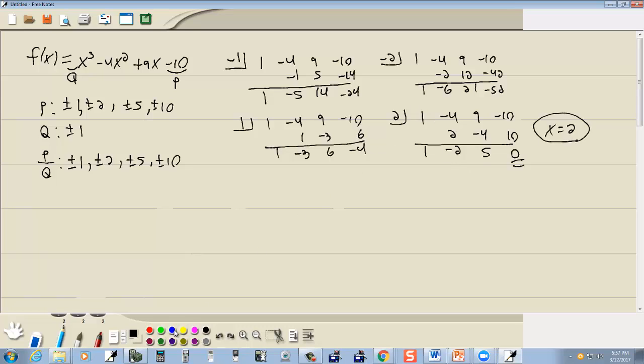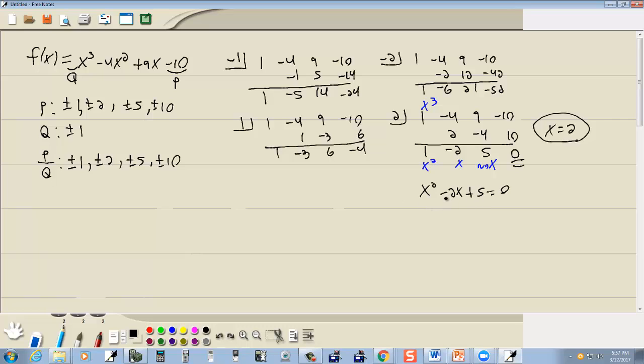Now this was x to the third. This will be 1 degree lower. This will be x squared, this will be x, and this is our no x, our constant term. So we're going to have x squared minus 2x plus 5 equal to 0.